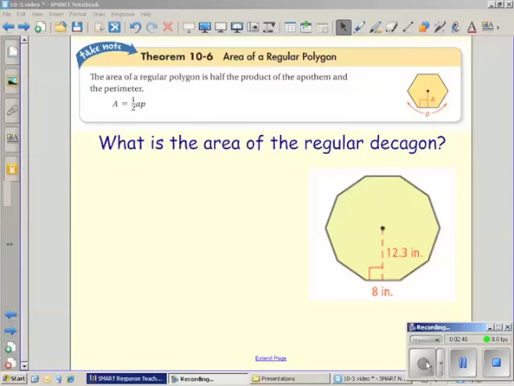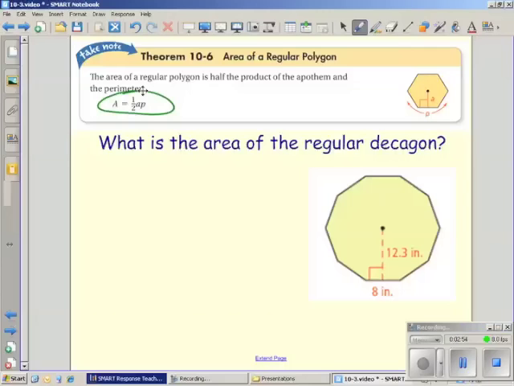The area of a regular polygon is half the product of the apothem and the perimeter. So we have a new formula right here to remember. So what is the area of a regular decagon?